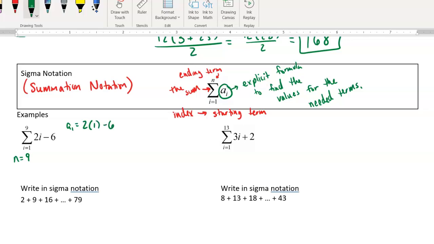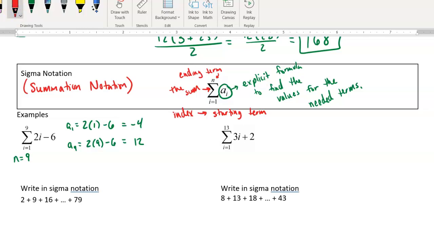To find the first term, we're just going to put 1 in for i. That's our input. So 2 times 1, or 2, minus 6 gives us negative 4. Then to find the last term, that's the 9th term, we're going to put 9 in for i, in our explicit formula. So 2 times 9 is 18, and 18 minus 6 is 12. So our first term is negative 4, our last term is 12, and there's a total of 9 terms.